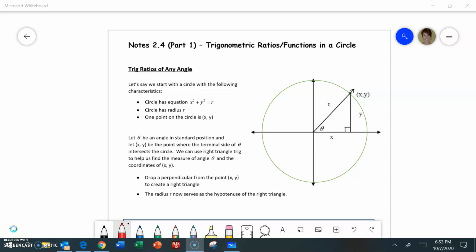All right, so we're going to be moving on to the next section. We're going to take a lot of the things that we've been doing with trig ratios and apply it to a circle. So this first part is about trig ratios of any angle.